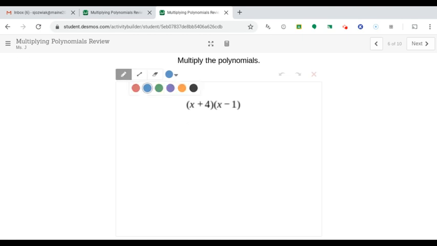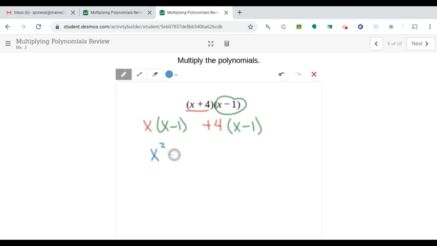All right, take your first binomial and space it out. Oops, don't need that dot down there, my bad. And then take your second binomial and write it twice, x minus 1, x minus 1, and then we just distribute. I'm sorry, I think I said FOIL and I meant distribute. X squared minus x plus 4x minus 4, and then combine like terms, x squared plus 3x minus 4.